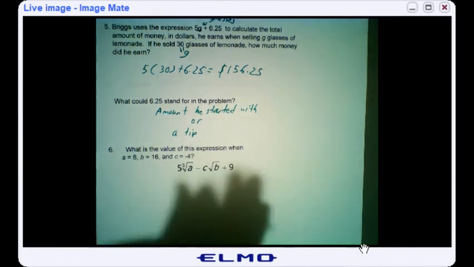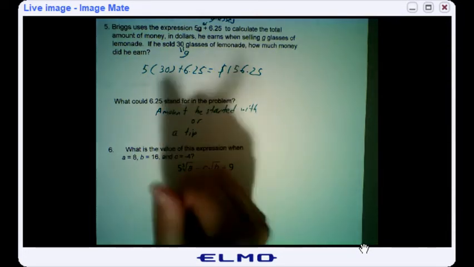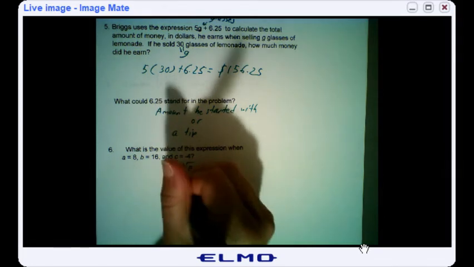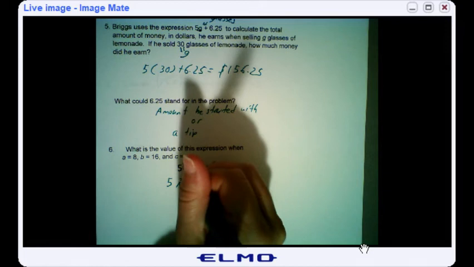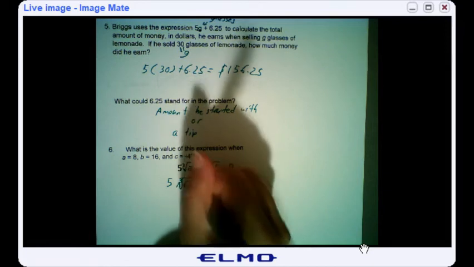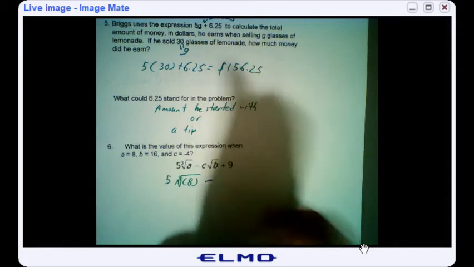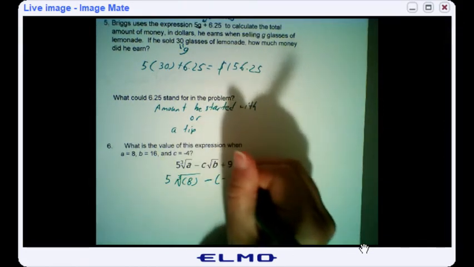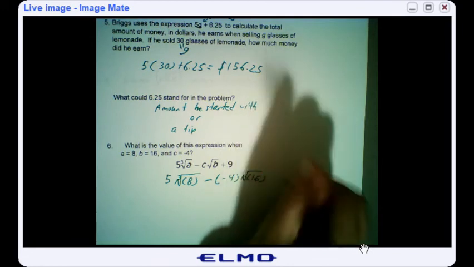For 6, it says, what is the value of this expression when A is 8, B is 16, and C is -4? Again, we're just going to plug it in. So we're going to rewrite it first. 5, and that's a cube root of 8. You should put the 8 in parentheses because I'm replacing A with it. Minus parentheses -4 square root of B, which is 16 inside parentheses, plus 9.